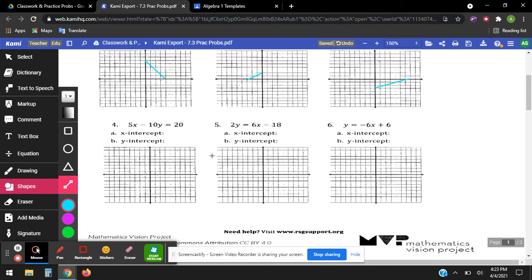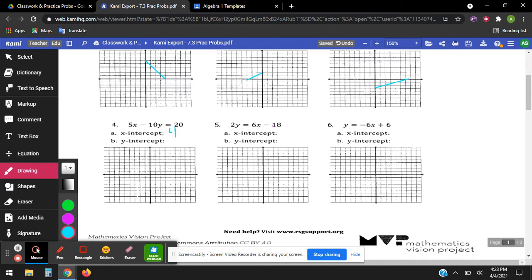Okay, next one. Y is 0, so 5 times 4 is 20. X is 0. Negative 10 times negative 2 is 20. So then I'm going to go from 4 on the x to negative 2 on the y. There we go. 1, 2, 3, 4. Yep.